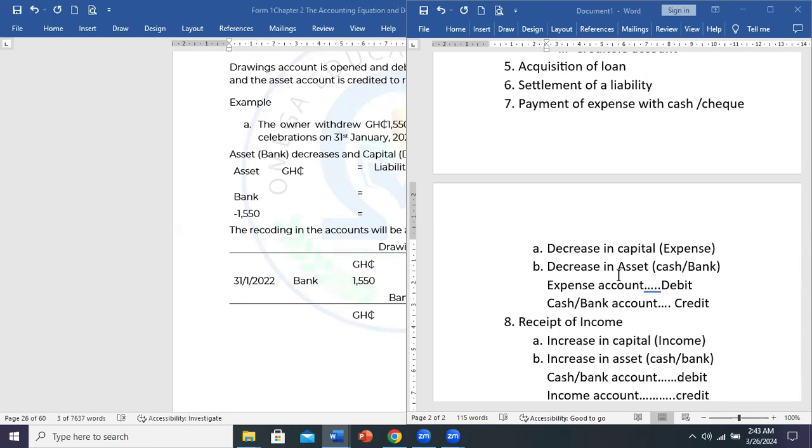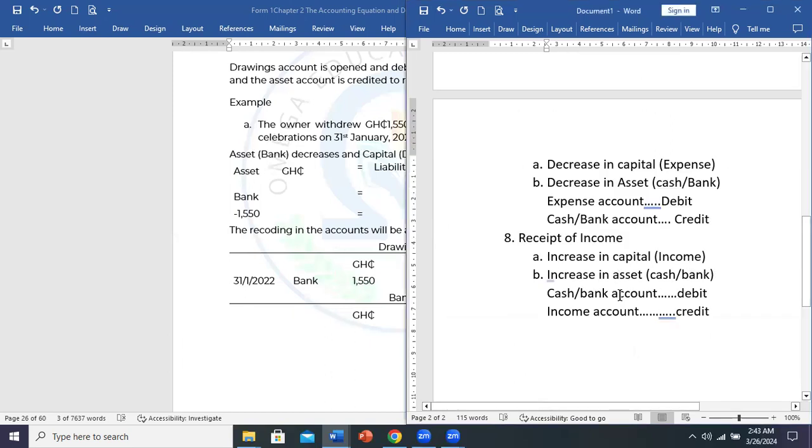So for income, it increases capital and also increases asset. If you're opening the T account, you open your cash account or bank account, depending on whether it is cash or cheque, and you debit it, and you also open the income account and pass the corresponding credit entry.